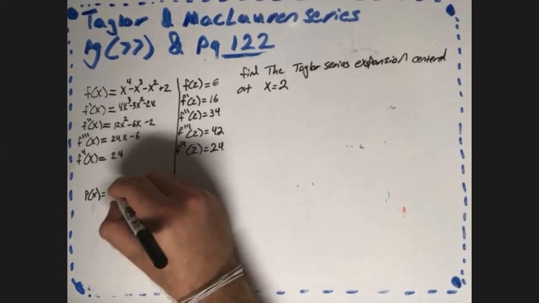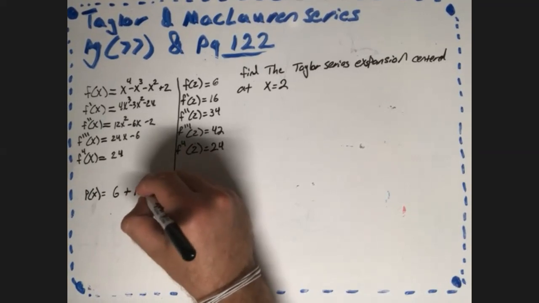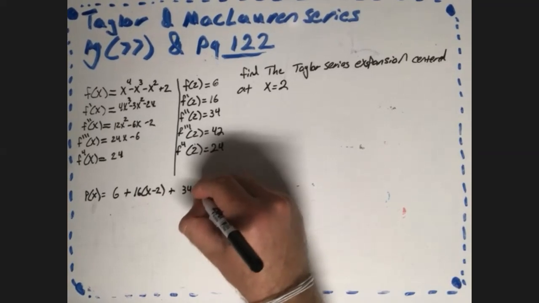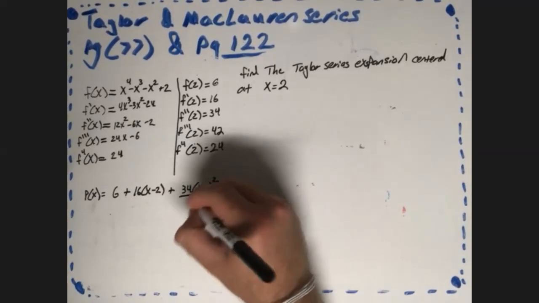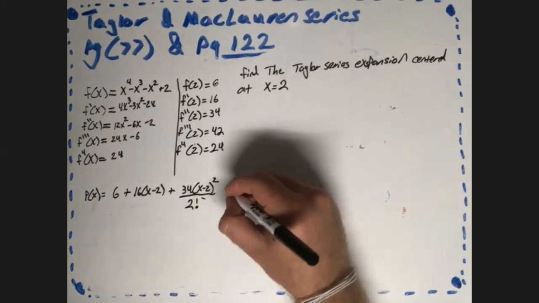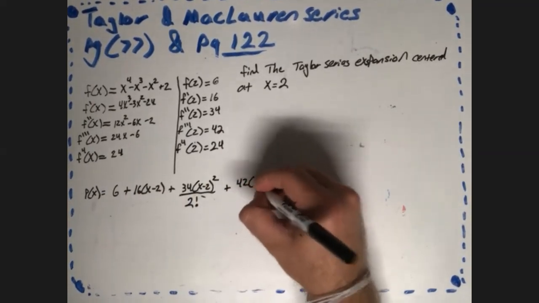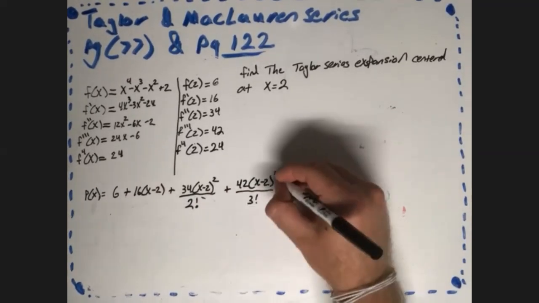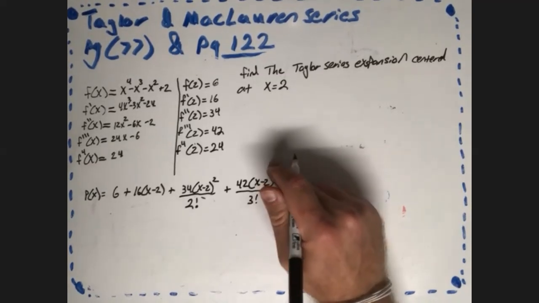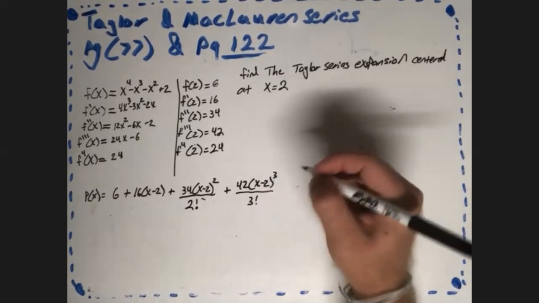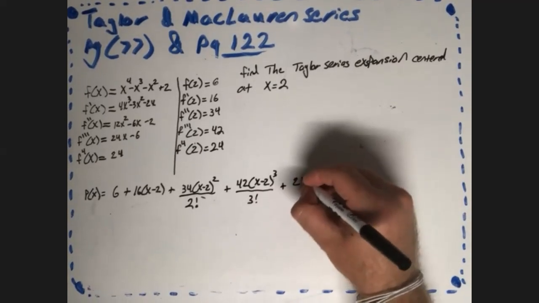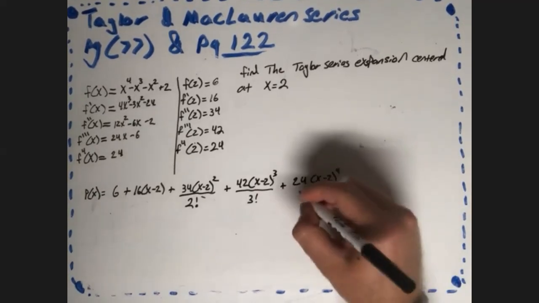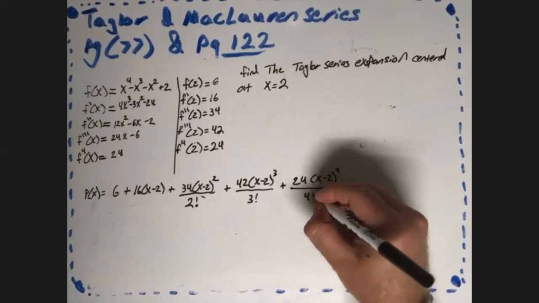P of x is equal to 6 plus 16 times (x minus 2) plus 34 times (x minus 2) squared all over 2 factorial plus 42 times (x minus 2) squared all over 3... Oh, sorry, (x minus 2) cubed. Oh, good call. Thank you, class. Thank you for catching me on that one. I made a mistake. And then 24 times (x minus 2) to the 4th all over 4 factorial.